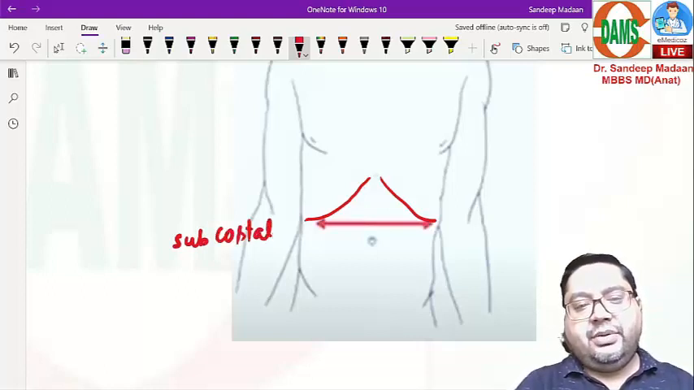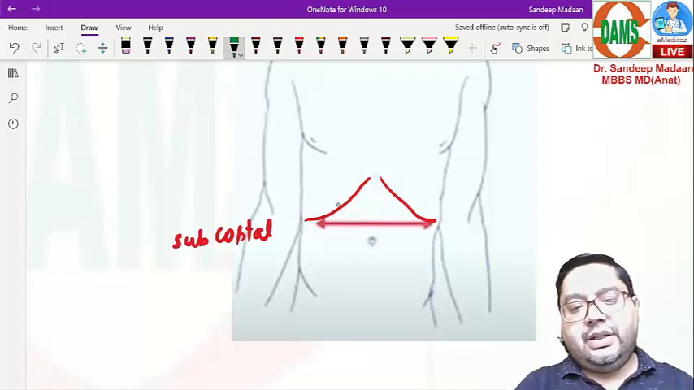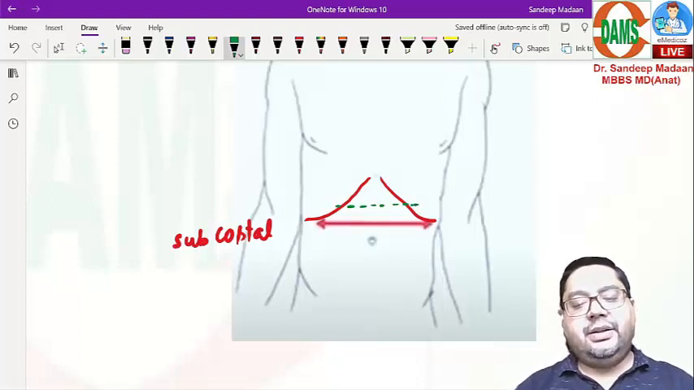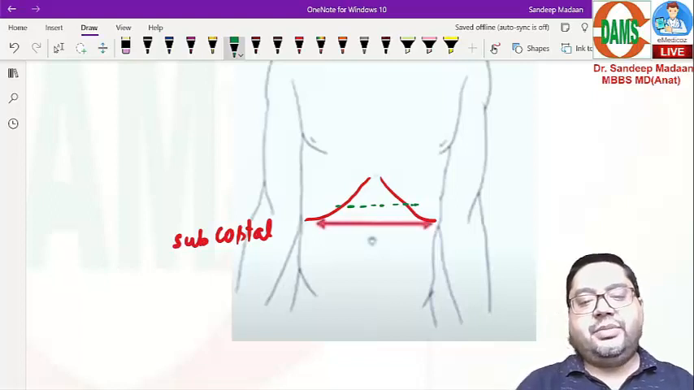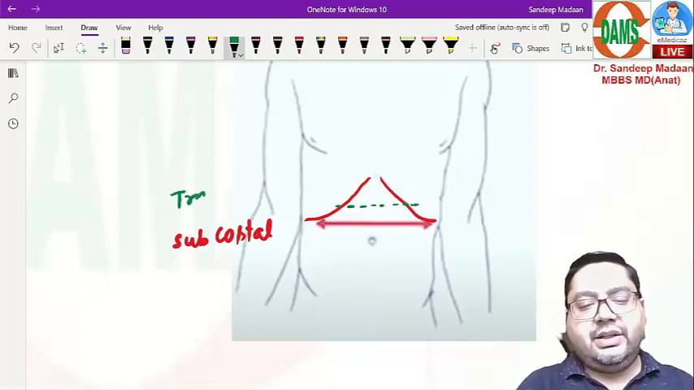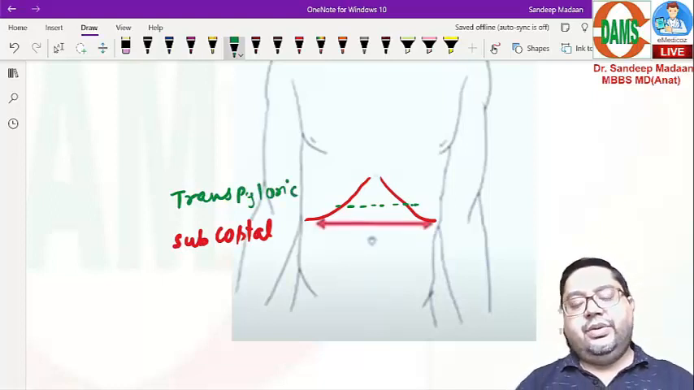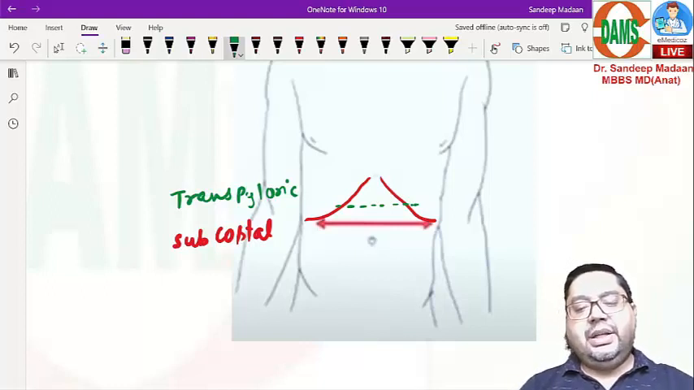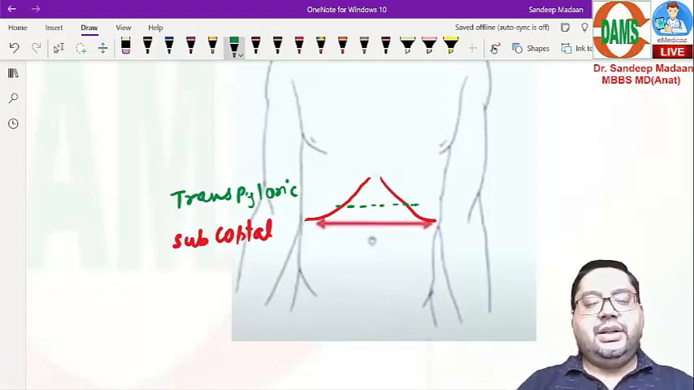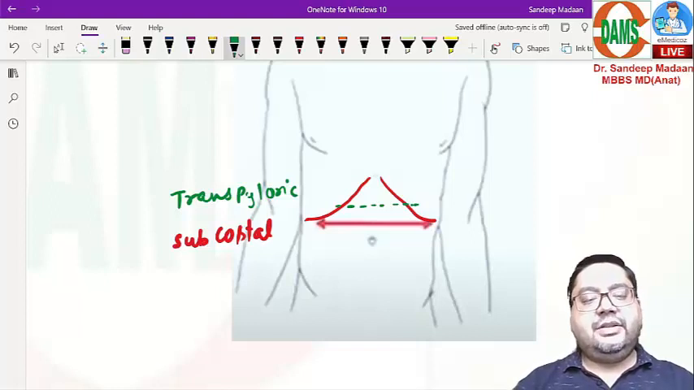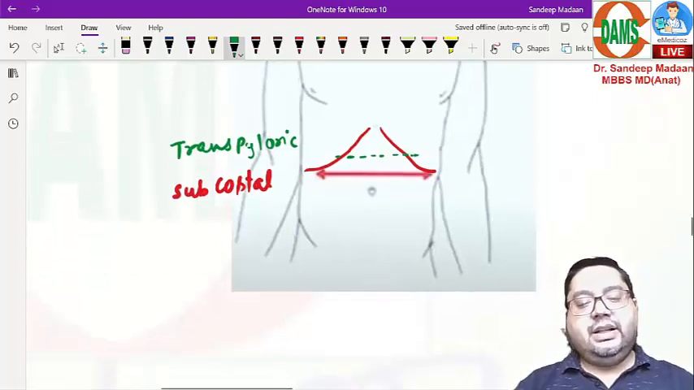Right? Because if I show you one of the planes passing here, then it will be passing across the costal part, across the ribs, particularly the 9th rib. Then this would have been the transpyloric plane. But now the question has been asked on the subcostal plane. Now we started with the umbilicus as a reference. Why? Because umbilicus position is at the disc between L3 and L4 level.